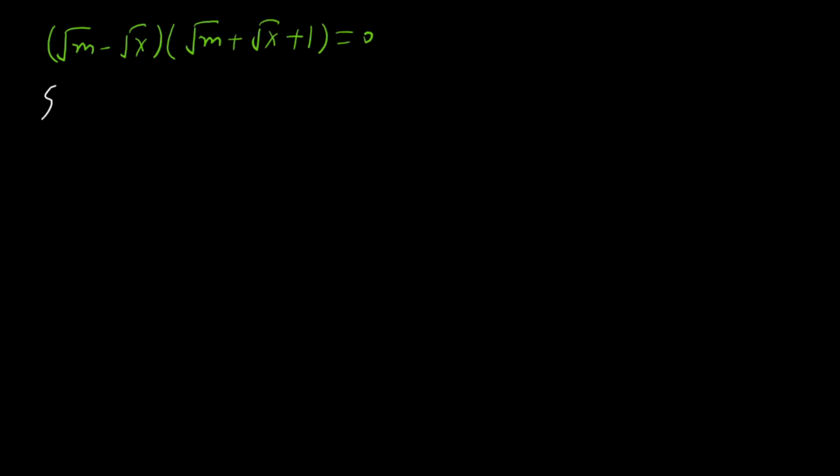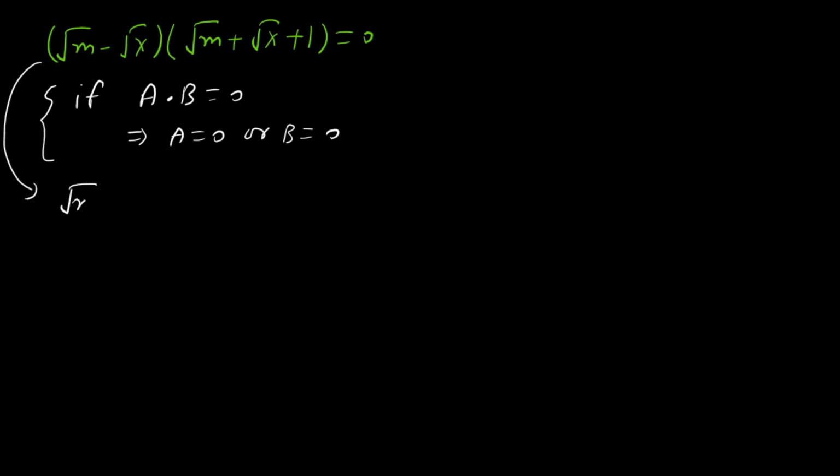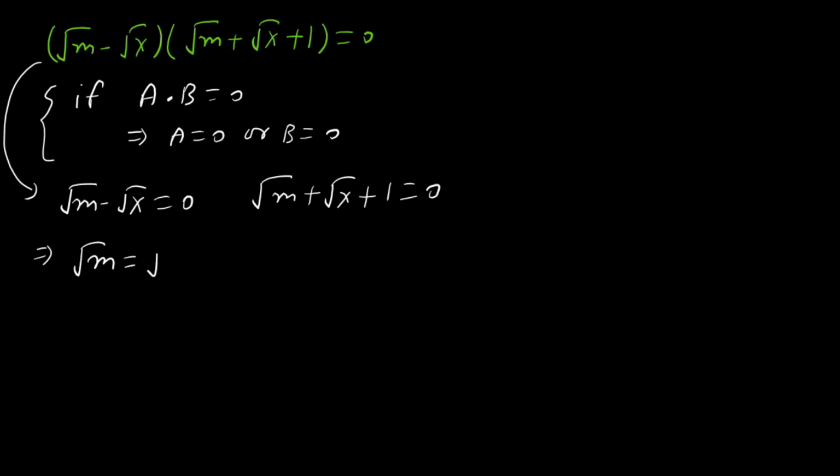Here we will apply this rule. If a times b is equal to 0, this implies a is equal to 0 or b is equal to 0. Then square root of m minus square root of x is equal to 0, or square root of m plus square root of x plus 1 is equal to 0. This implies square root of m is equal to square root of x, and if we square both sides, then we can say m is equal to x. Here this is case first.